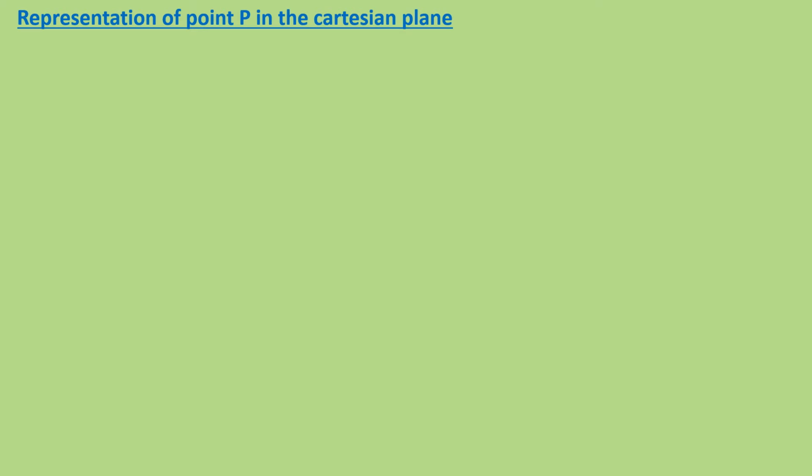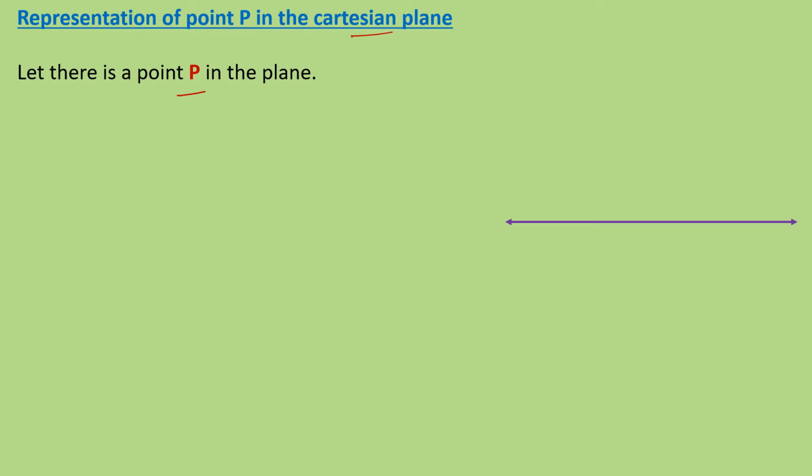Now, our next topic is the representation of a point P in the Cartesian plane. Now we know what a Cartesian plane is. A Cartesian plane is a plane in which we can find the position of a point with reference to mutually perpendicular lines. Now here we are considering that there is a point P in the plane.